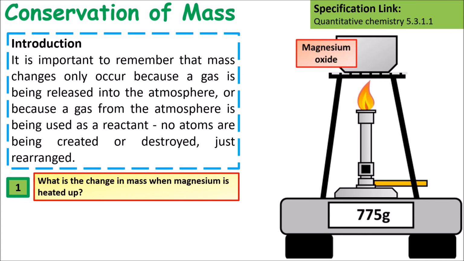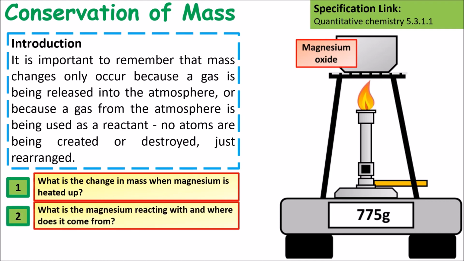So, if we think about what the change in mass is when the magnesium is heated up, it went to a higher mass because it's reacting with the oxygen in the air to make magnesium oxide. What is the magnesium reacting with? It's oxygen from the air.